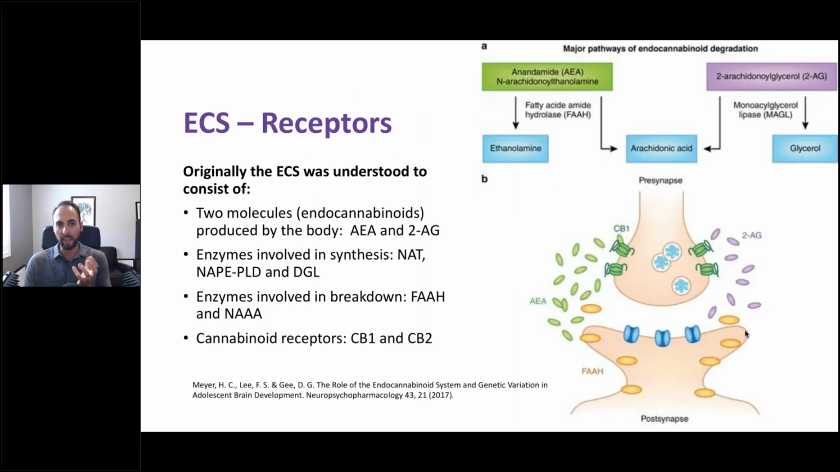Okay, as I mentioned before, this is a little bit of a dense topic, so I'm going to try to make it as easily understood as possible. There are a number of key players when it comes to the ECS that I think we need to understand, and I'm going to introduce you to them. This diagram shows 2 of the key molecules found in the endocannabinoid system: AEA, or anandamide, and 2-AG. These 2 molecules are what the body produces itself. They are true endocannabinoids, and they influence the endocannabinoid system.